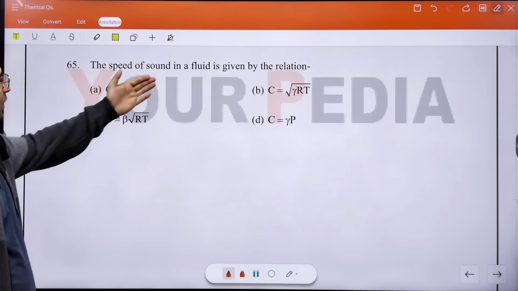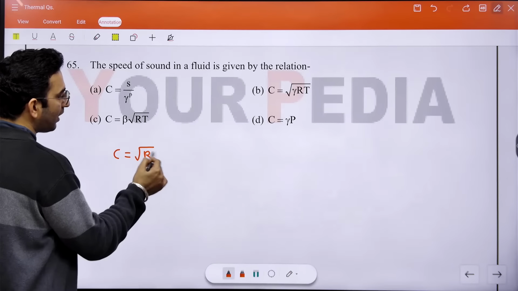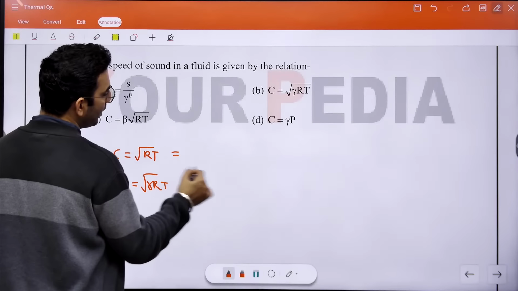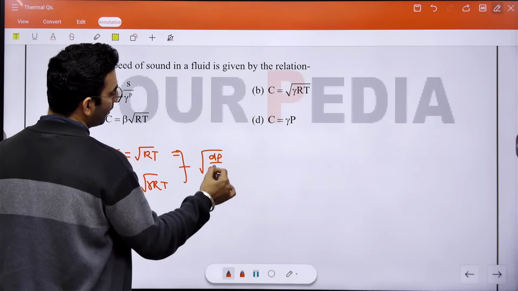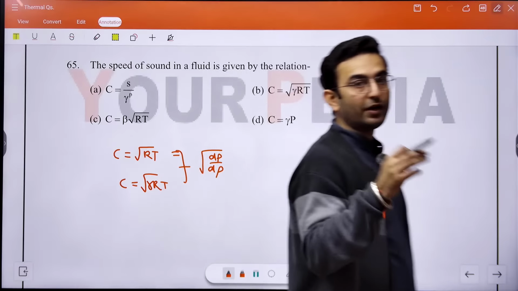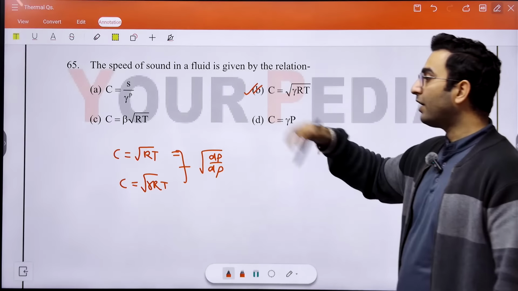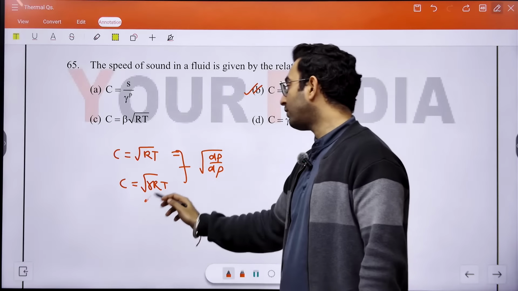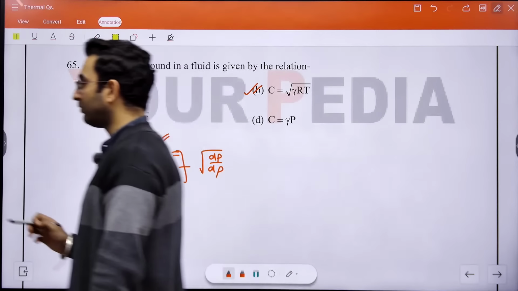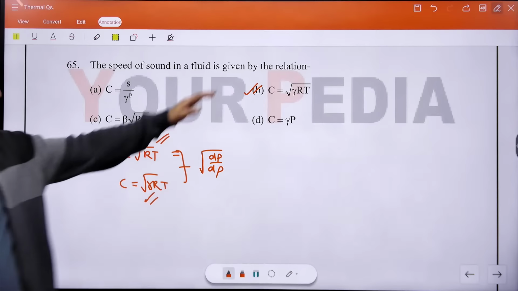Next, the speed of sound in a fluid is given by. Speed of sound has 2 different formulas, root RT and C equal to root gamma RT. It can also be written as dP by d rho here. How the density changes with the change in pressure. Depending upon that, we have different formulas for the speed of sound. Generally, under the adiabatic conditions, we have the formula of root gamma RT. Under the isothermal condition, we have the formula of root RT here. If nothing is mentioned, you have to mark option number B as the correct answer there.